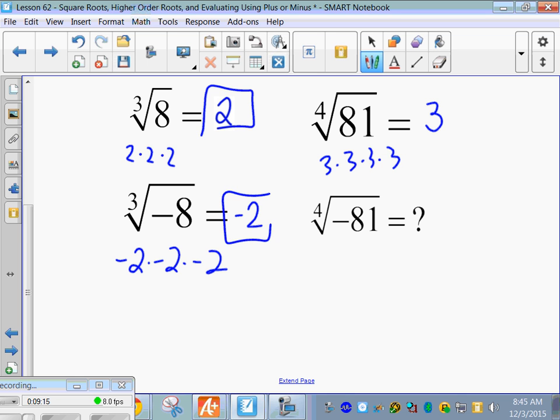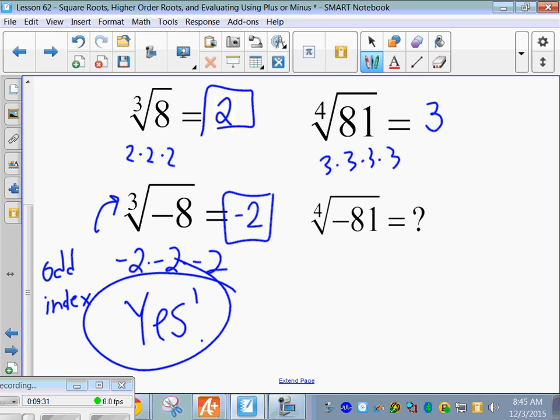So can we take the cube root of a negative? Yes, every time. So make a note of this. This is called the index. If you have an odd index, you can always do it. Yay, math. If you have an even one, let's think about this one. I would think -3, maybe. If I multiply a negative times a negative times a negative times a negative, do I get a negative? No. This would be positive 81. Can we ever take the fourth root of a negative number? No.